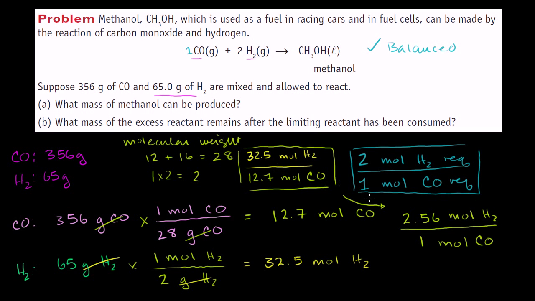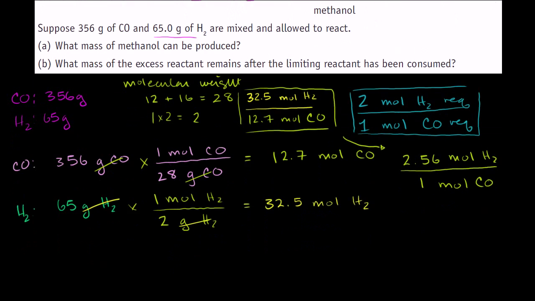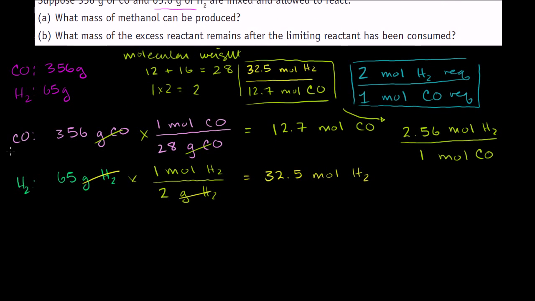Based on what they've given us, we just figured out that we have 2.56 moles of hydrogen for every mole of carbon monoxide. So we have more than enough hydrogen, right? We only need 2 for every mole. We have 2.56. So we have an excessive amount of hydrogen. So hydrogen is the excess reactant, and the other one is going to be the limiting reactant.